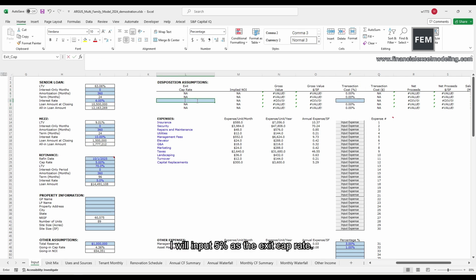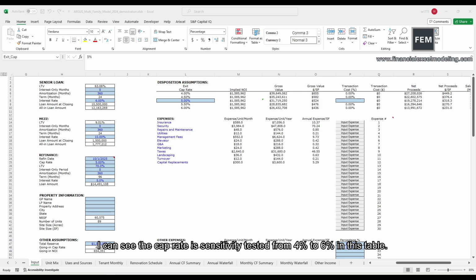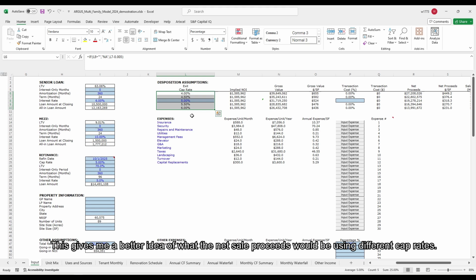I will input 5% as the exit cap rate. I can see the cap rate is sensitivity tested from 4% to 6% in this table. This gives me a better idea of what the net sale proceeds will be using different cap rates.